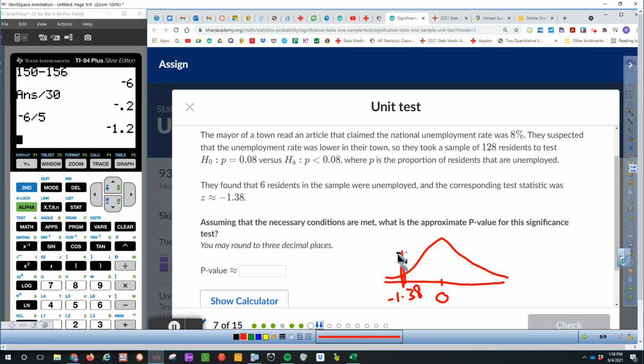Am I going to shade to the left or right? It all depends on your alternate hypothesis. So this is less than, it's pointing to your left. So this is your p-value, this little area here.